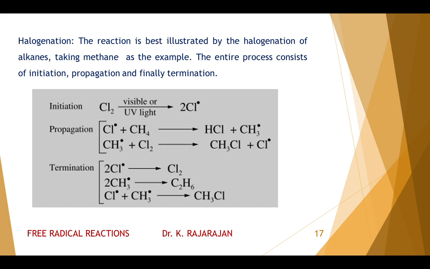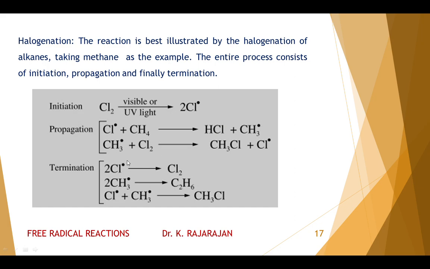I think you might remember that in your lower classes you might have studied the chlorination of methane, in which methane, in the presence of visible or UV light, undergoes initiation, propagation, and termination steps. In the initiation, chlorine in the presence of visible or UV light forms two chlorine free radicals. The formed chlorine free radical, when it reacts with methane, first gives a methyl free radical, and HCl is formed as an additional product.